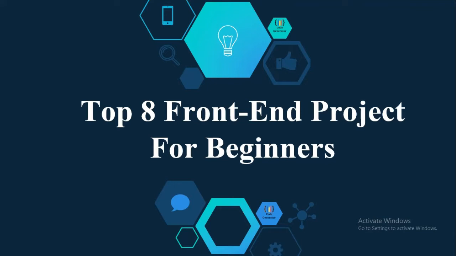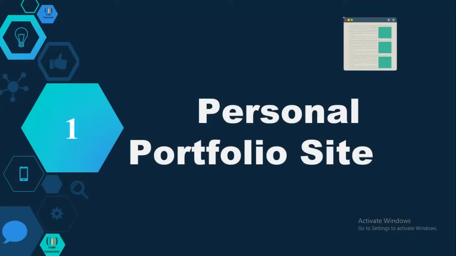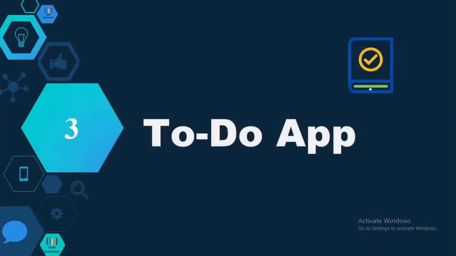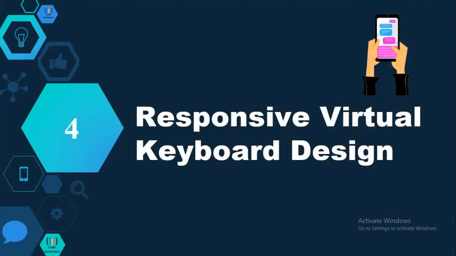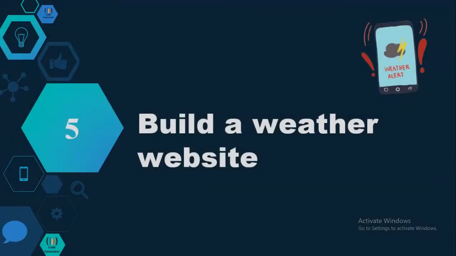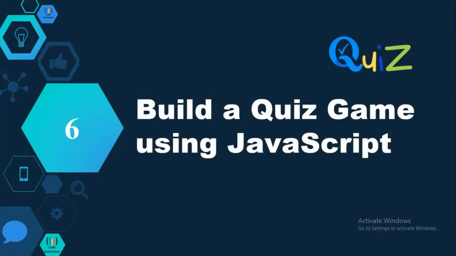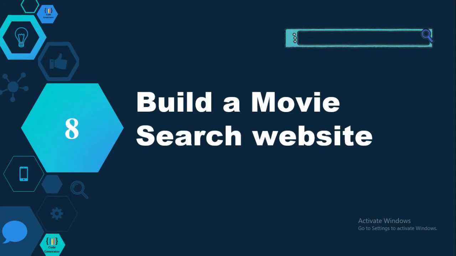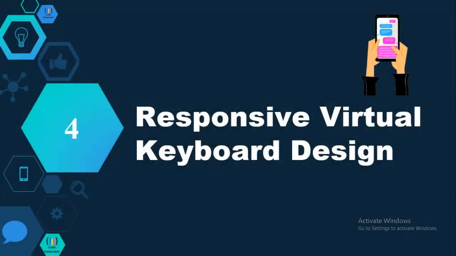Now, let's find out the top 8 front-end projects. The first one is a personal portfolio site. Second is a landing page using Bootstrap. Third is a to-do app. Fourth is a responsive virtual keyboard design. Fifth is build a weather website. Sixth is build a quiz game using JavaScript. Seventh is an interactive card UI, and the last one is build a movie search website. So now let's start with the first one.